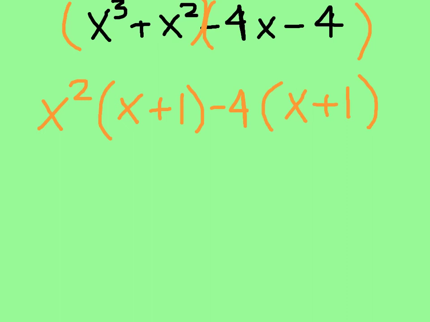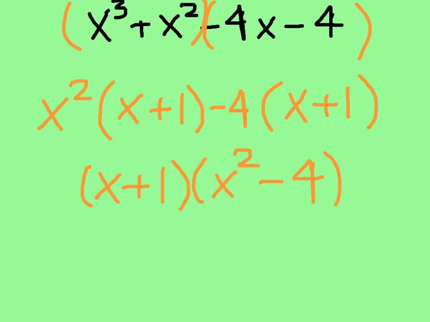Just like in the last example, I'm going to put my binomials together, starting with x plus 1. That's a repeat, so I'm going to write that first. It doesn't matter what order you write it, though, but I'll put it first. Then my second binomial is going to be x squared minus 4. Now, I don't have this finally factored. I hope you notice that x squared minus 4 is a difference of squares, so I can factor that again.